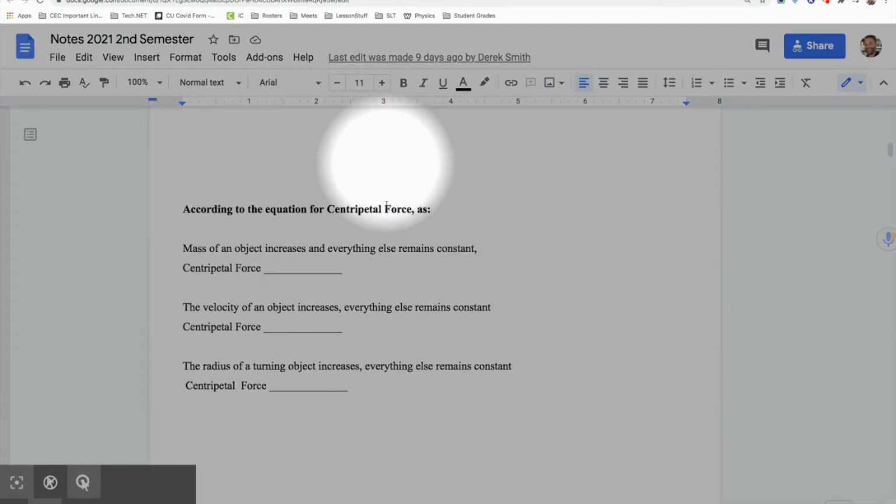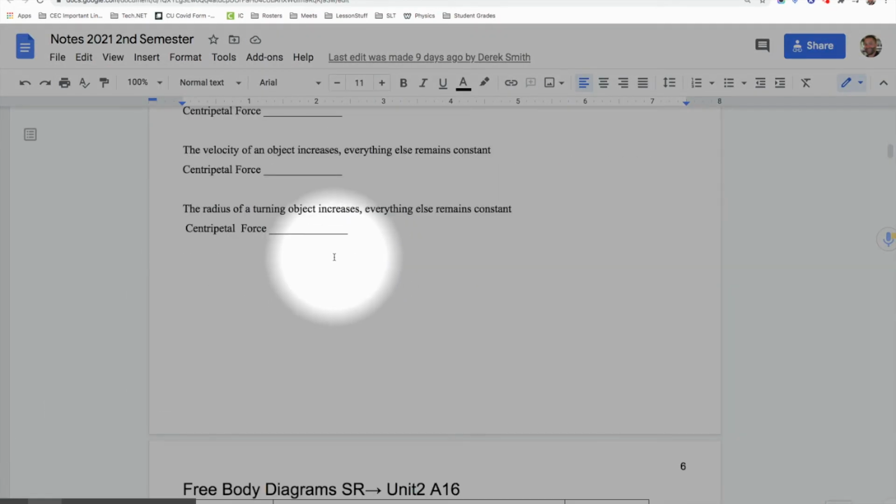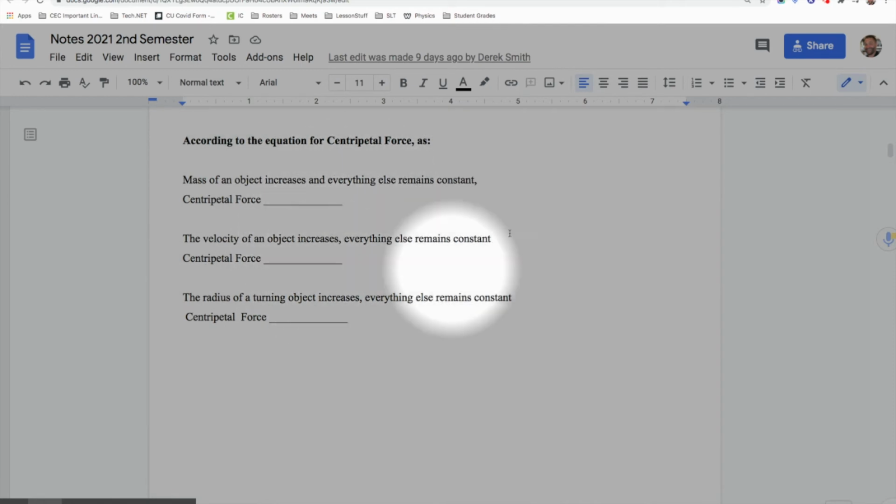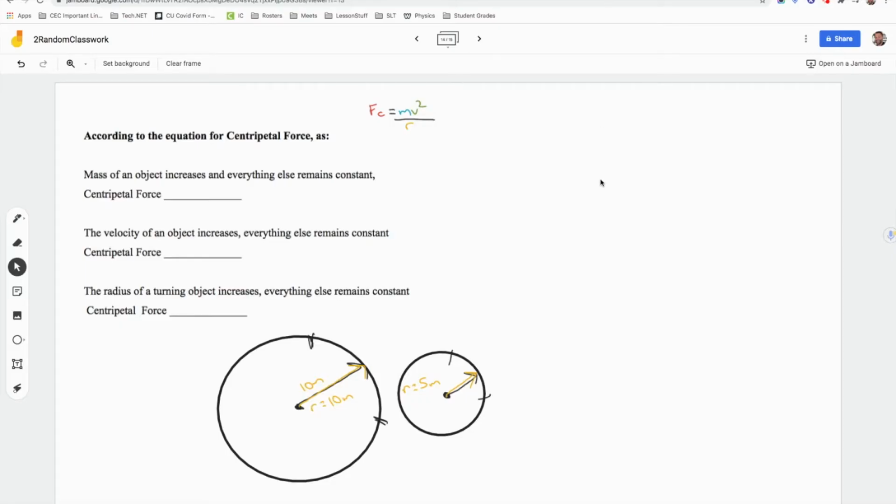Okay, so I'm finishing up below the practice problems. Let's talk about the equation here. So this is in your notes. You want to follow along with me just to knock this out. So I'm going to go to my Jamboard real quick here. Let's just use the equation to figure this out. This is how I can figure out relationships if they ever ask you on a standardized test.